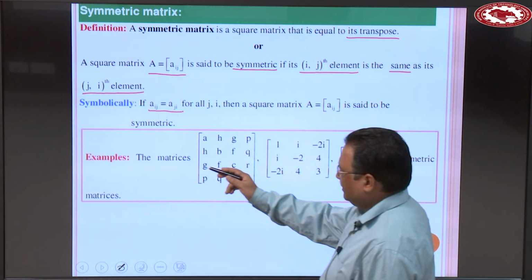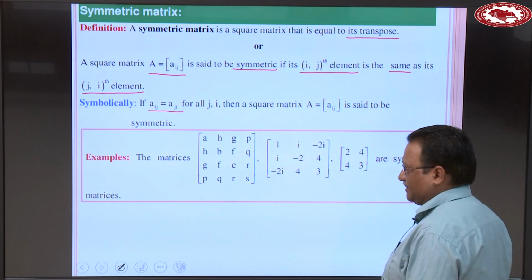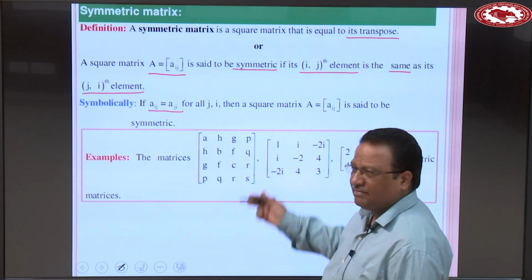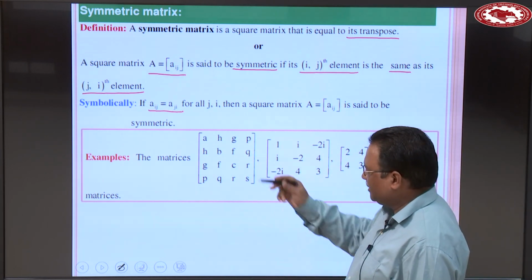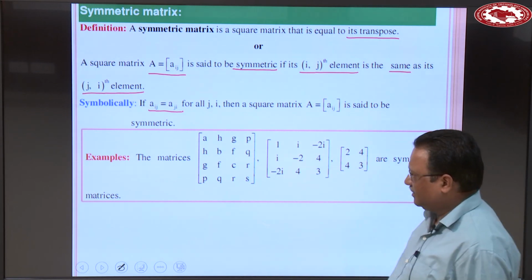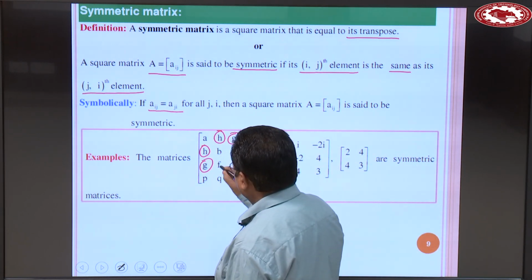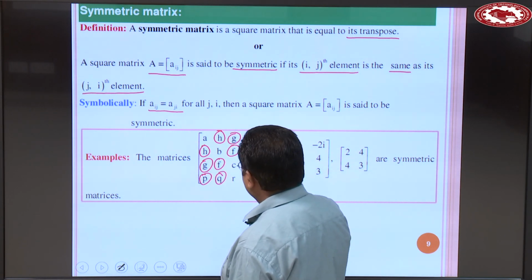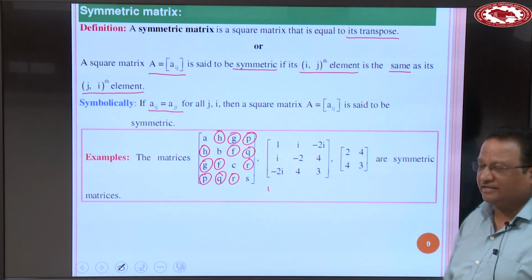For example, these matrices are symmetric matrices. If we have given A, then calculate A dash, you will get the same matrix. So, in this case, this matrix and its transpose are equal. The reason is here H, here H, here G, here G, here F, here F, here P, here P, here Q, here Q, this R, this R. So, when you take transpose, you will get the same matrix. Clear?